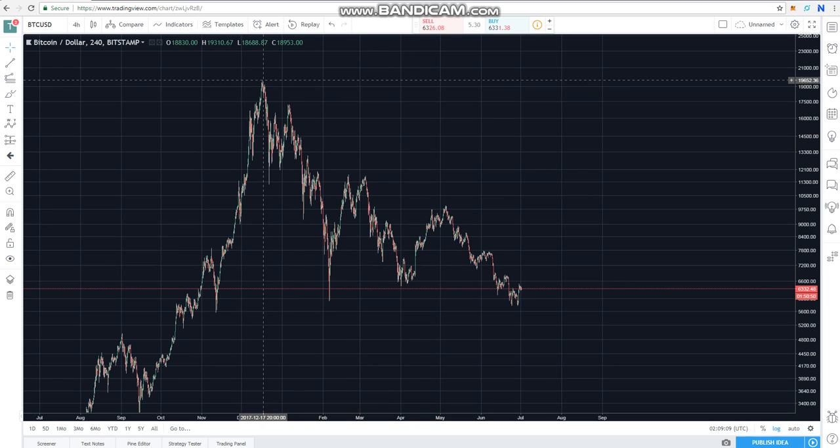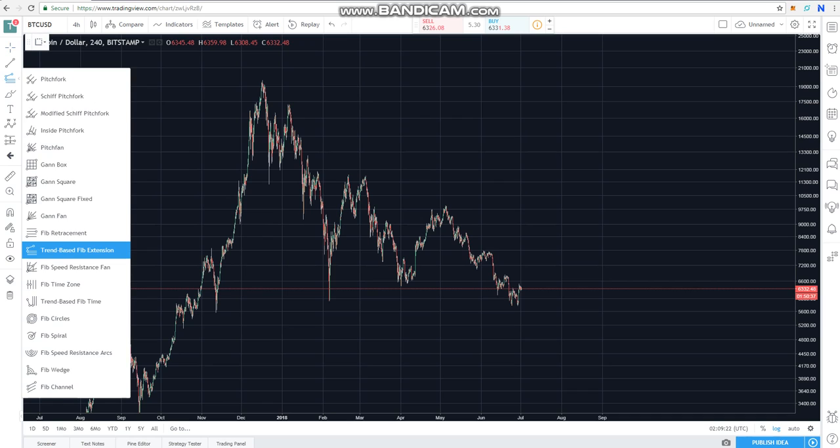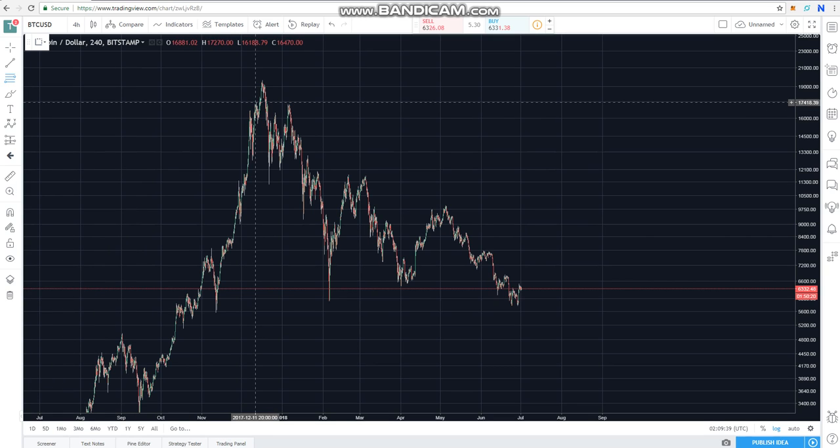So very clearly, we are in the corrective market cycle, and it seems that we are nearing the end of the market cycle. And since we are in the corrective market cycle, during these times we use the Fibonacci retracement tool. If we are in a bull run, then we typically use the trend-based Fibonacci extension tool. But since we are in the corrective wave, we will use the Fibonacci retracement.